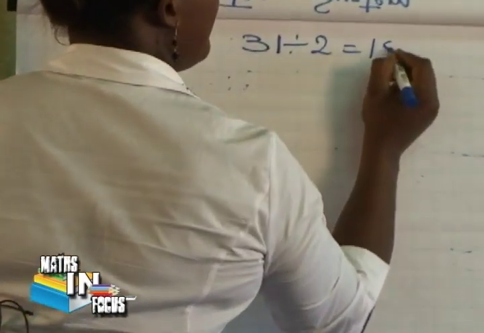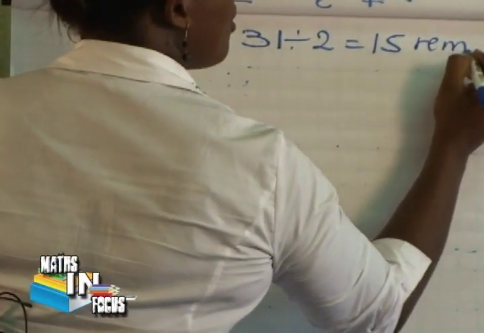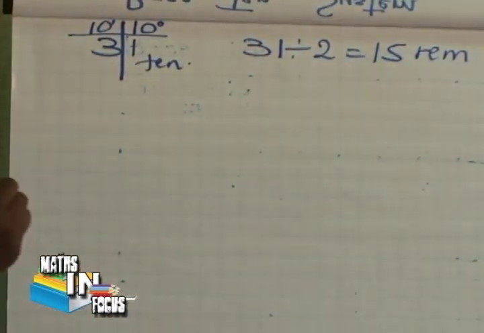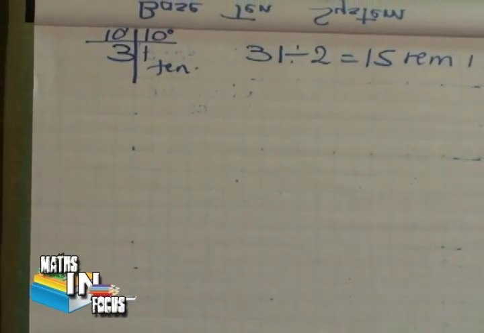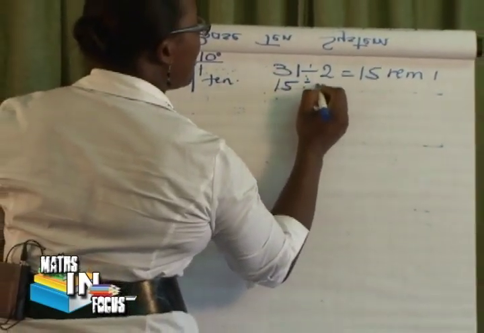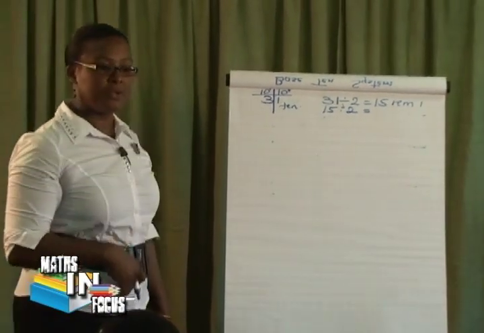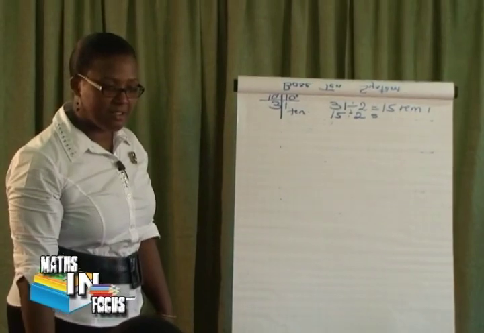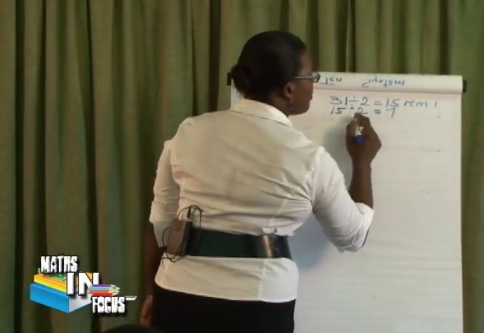We have 15, which 15 twos are 30, and remainder 1. Do we stop there? No, we keep dividing. We take 15 and we divide it by 2. And when 15 is divided by 2, what is my answer? 7 remainder. It's 7. 7 twos are 14 and remainder 1.